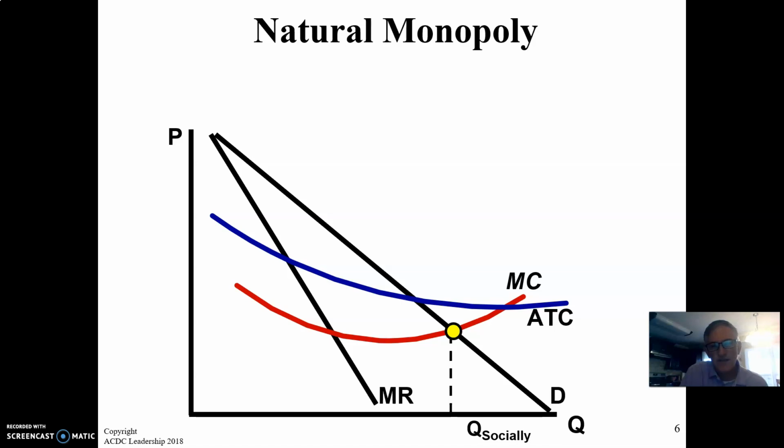So if we're looking here at a natural monopoly, we'll say that this is our power company or whatever the case may be, and we see a price here where marginal cost intersects demand, right?